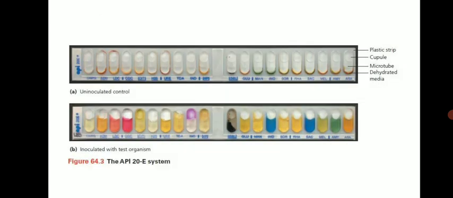If you see these strips, they are plastic strips that contain cupules, which contain microtubules with dehydrated media. Simply, you have to inoculate your suspension of the bacteria you want to identify, and after incubation check the results, whether a particular test is positive or negative. By using these kits you can perform many tests at a single time.